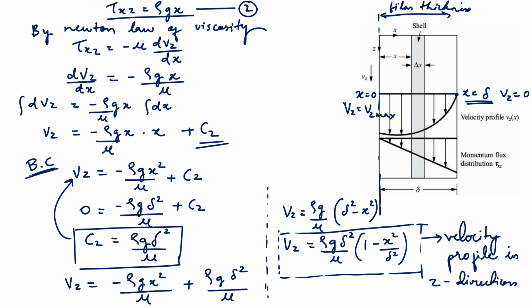Now here you see it's parabolic. Why is it parabolic? It's giving me this parabolic equation, right? This equation is parabolic. So I am getting a parabolic equation, and hence my velocity profile is parabolic.